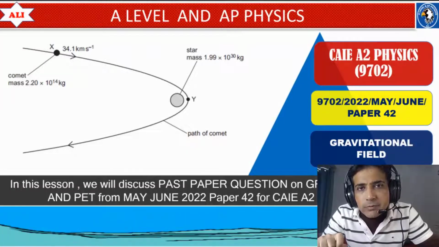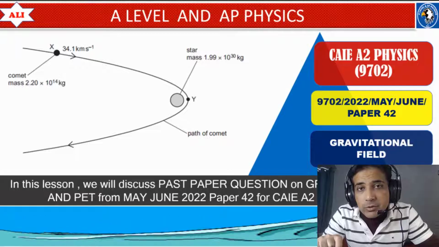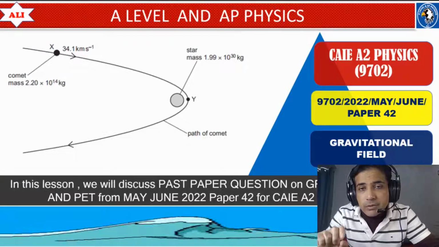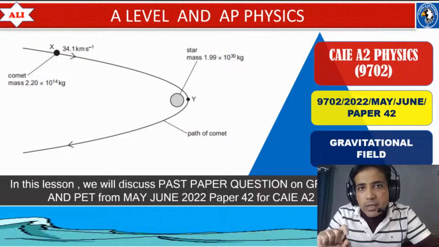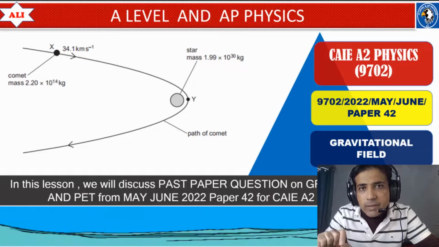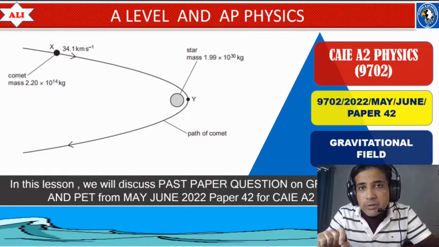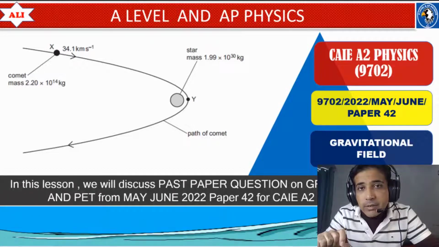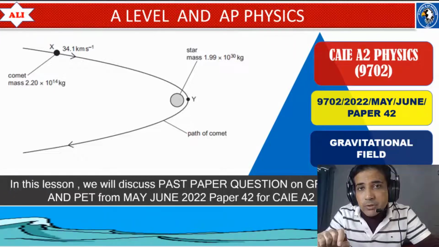In today's lesson, we will discuss one very nice question on gravitational field from May June 2022, paper 4, variant 2. In this question, we will discuss some very important points about this topic. We will talk about how we can define gravitational potential at a point. We will also discuss how we can derive a formula for gravitational potential energy using the concept of gravitational potential.